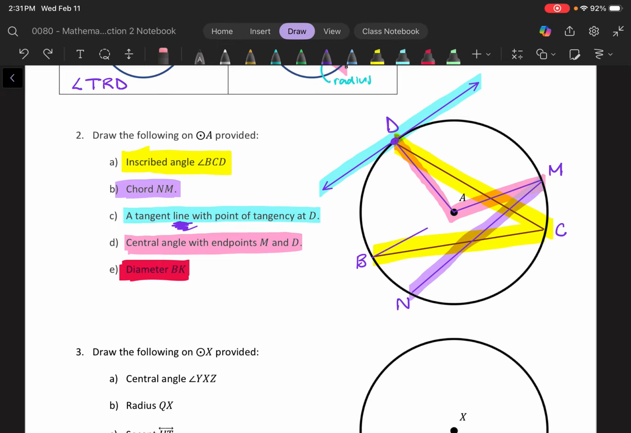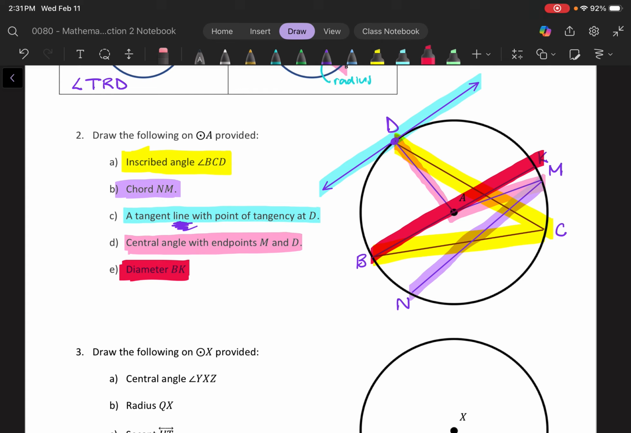But something to keep in mind is when I draw my diameter, the diameter is a chord that passes through the center of the circle. So I can't just put K randomly here, because then if I connected B to K, it wouldn't be a diameter, it would just be a chord. So I need to make sure that that goes through the center of the circle.